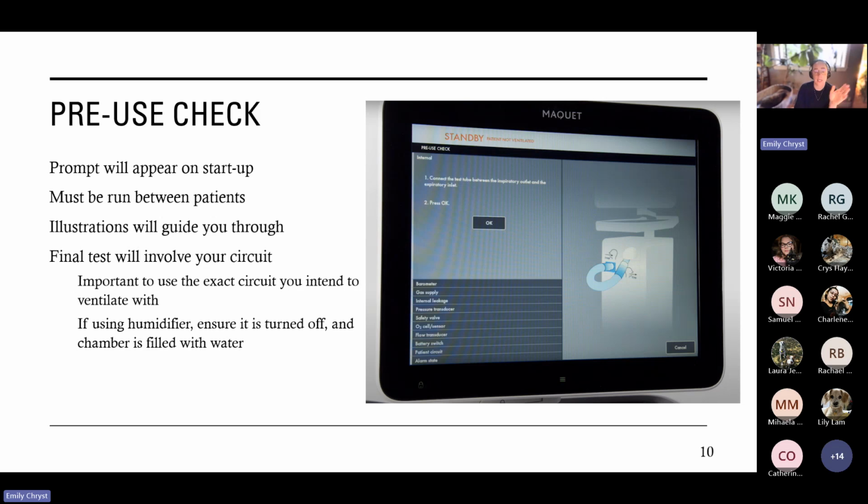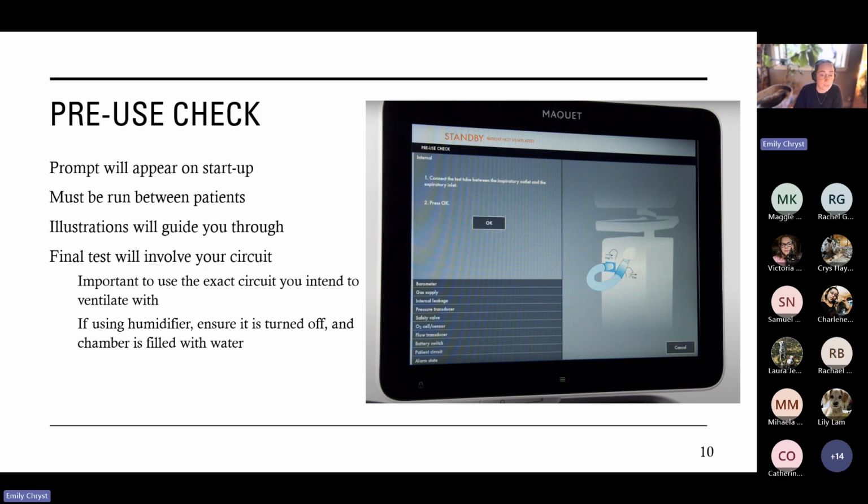Now, this has to be done between every patient or with every circuit change. So it's very important. This prompt is going to appear on startup. It's going to ask you if you want to do a pre-use check. Like I said, it has to be run between patients, but also if you're changing the circuit. The illustrations are going to guide you through on this one.